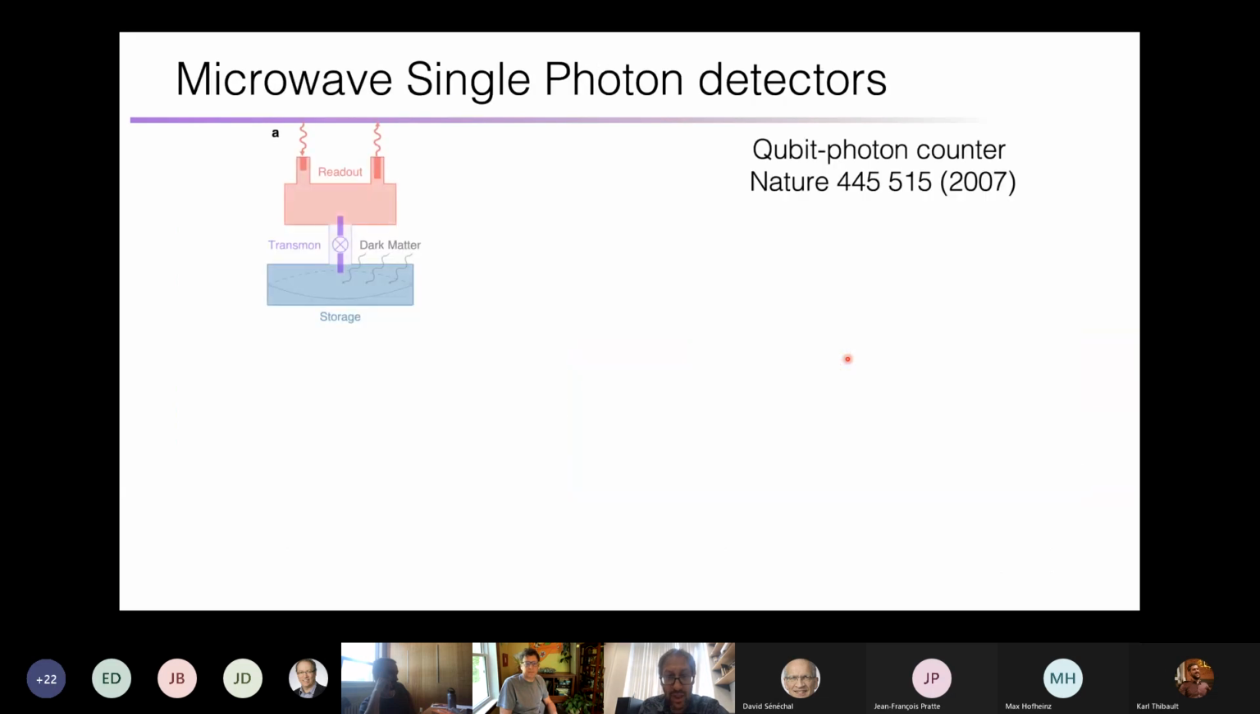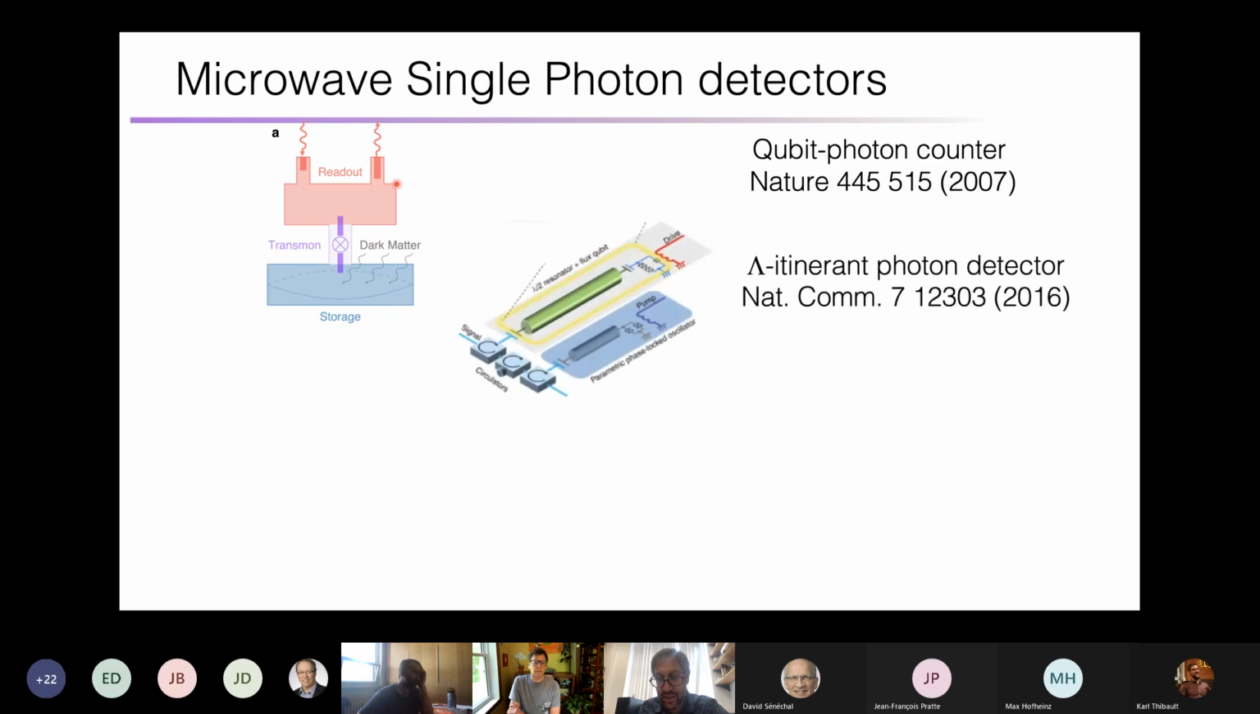There's a couple of ways that one can do it. The way that we're going to do it, and I think maybe the first way, is basically to use a qubit and the photon's effect on the qubit. So that's what I'm going to talk about. We first saw this kind of effect a little over 10 years ago. There are other methods too, even with just superconducting qubits.